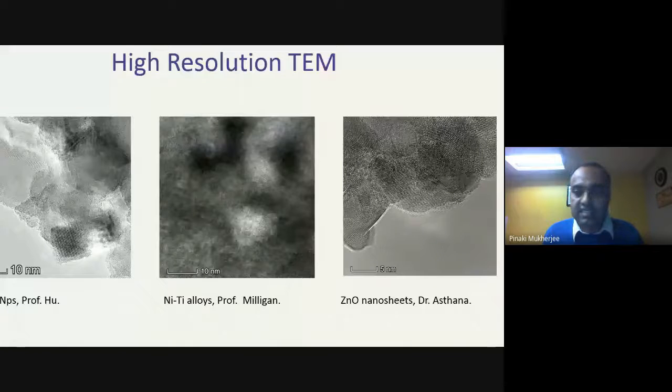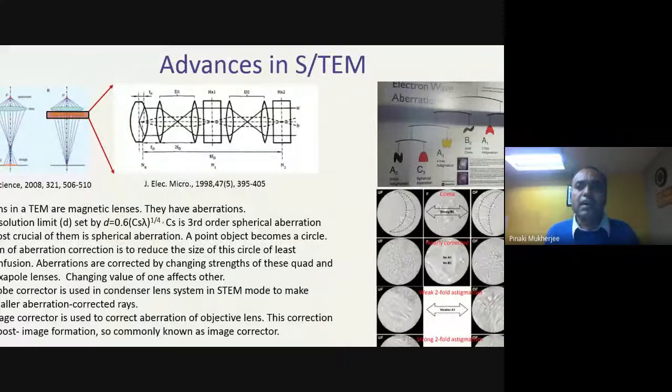Because of the advantages that I have told you in the previous slide. All right, so what happened in the last 20 years is that this STEM, or this aberration correction, has become so much popular these days.